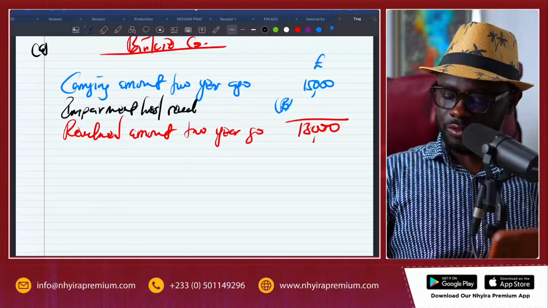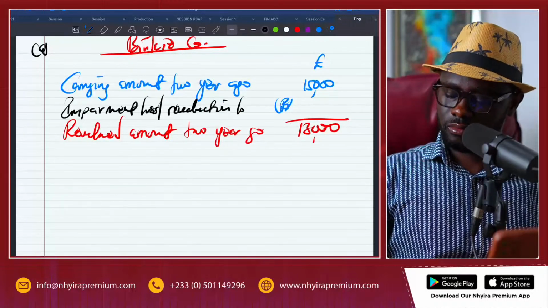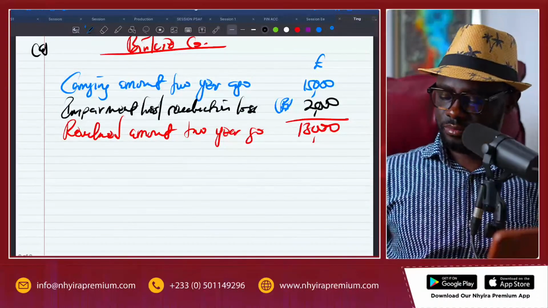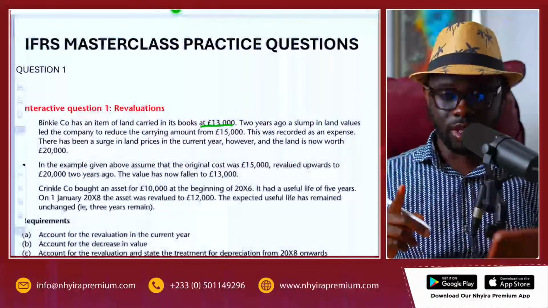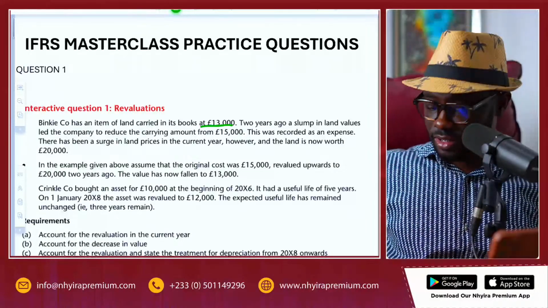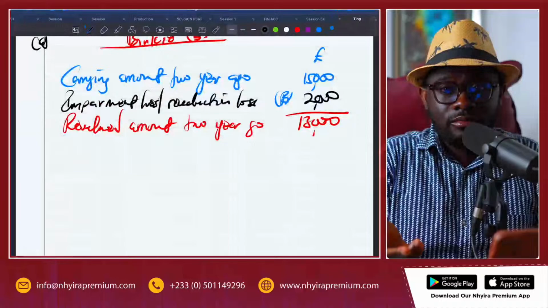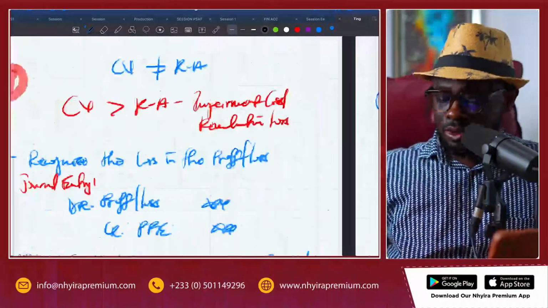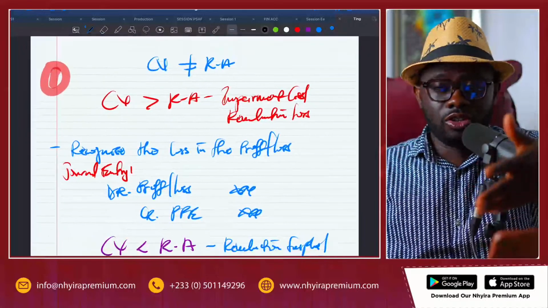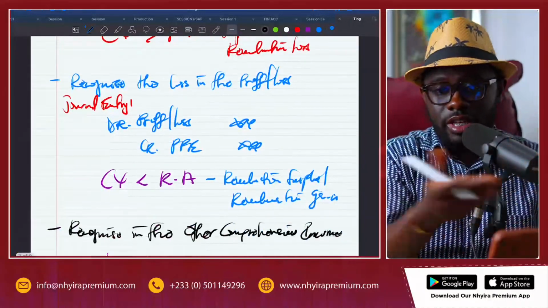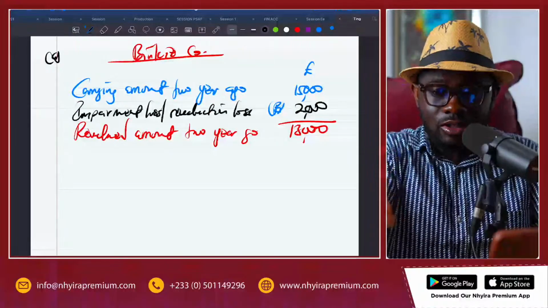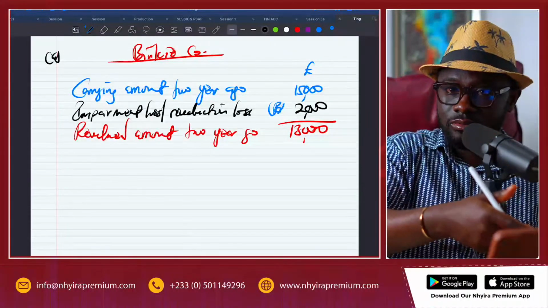Or if you want, revaluation loss of £2,000. Stay with me. They said this was recorded as an expense. Yeah, because it's right. That's what we just said: if we revalue the asset for the first time and it results in a loss, what do we do? We take it to the P&L account. So they've done the right thing, taking that 2,000 to the P&L account.